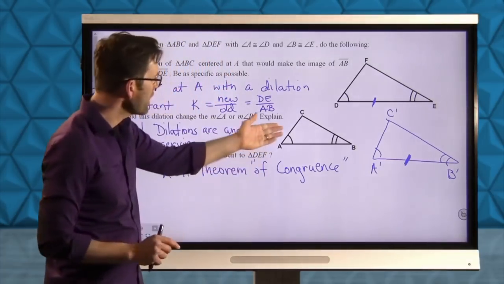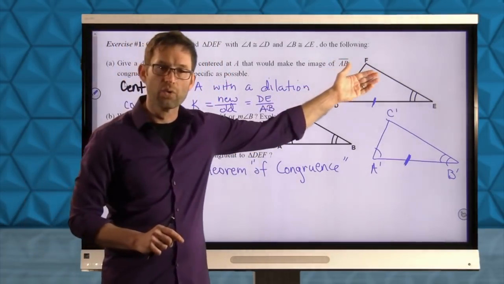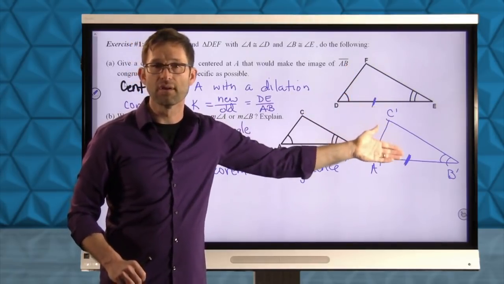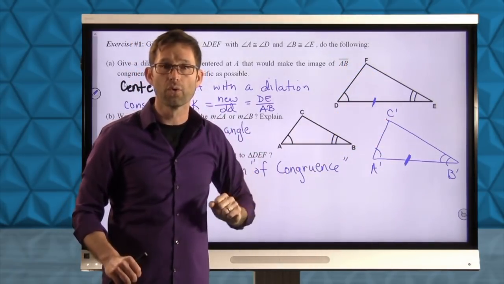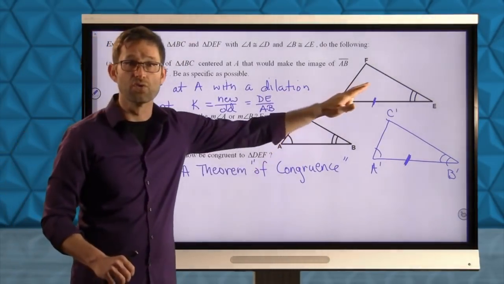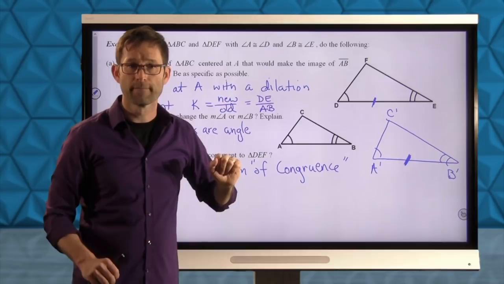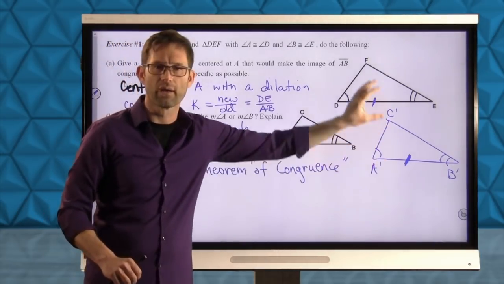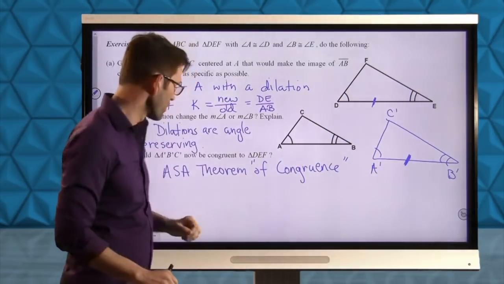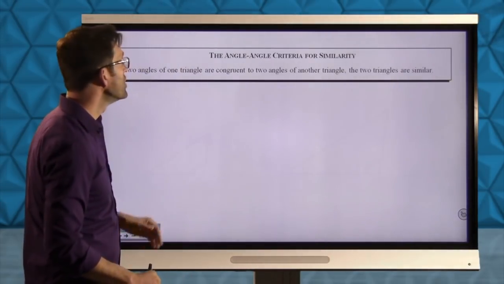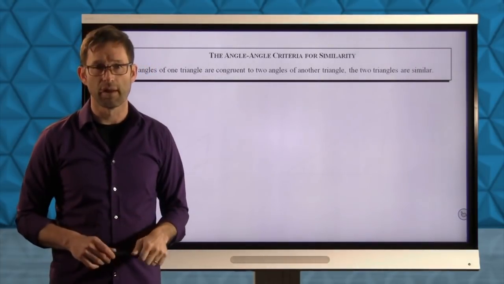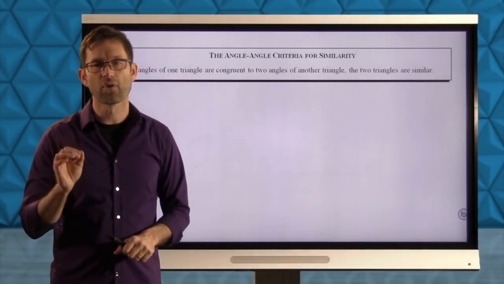If simply two angles of this triangle are congruent to two angles of this triangle, then we can easily come up with a dilation that makes the two triangles congruent to each other based on angle-side-angle, and therefore these two have to be similar. All right, we don't even have to make this triangle lie on top of this triangle, simply making these two triangles congruent. And that brings us to the absolutely most important criteria for similarity, the angle-angle criteria.